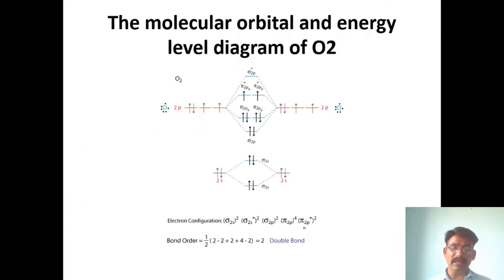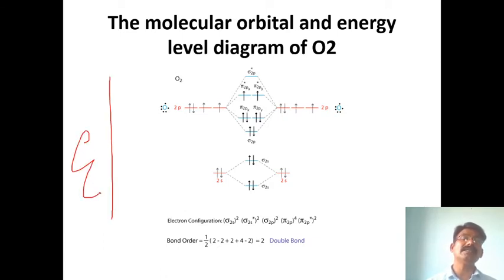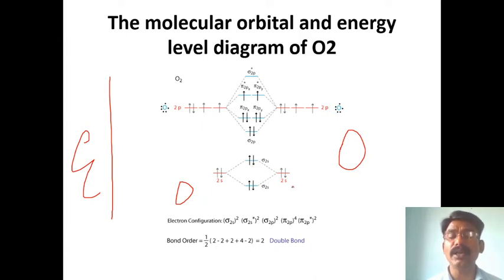In the molecular energy level diagram of oxygen, see here this is the energy level and here the 2 oxygen atoms. Similarly we have to draw the nitrogen atom, like 2 oxygens combined together to form the oxygen molecule.